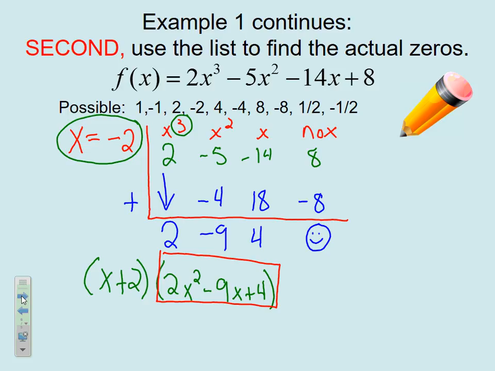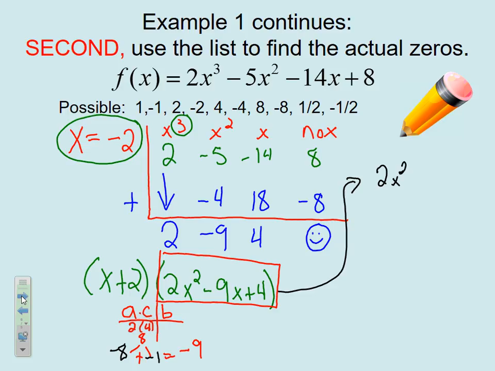So I have to use my AC method. So I'm going to take A times C, which has to add up to B. So 2 times 4 is 8. Two factors that add up to negative 9. My two factors for that are negative 8 and negative 1. So I'm going to rewrite this problem. I'm going to get 2x squared minus 8x minus 1x plus 4. Then I'm just going to go into my grouping.